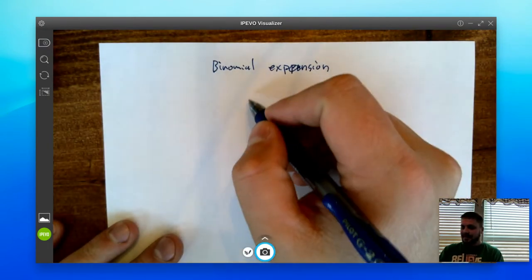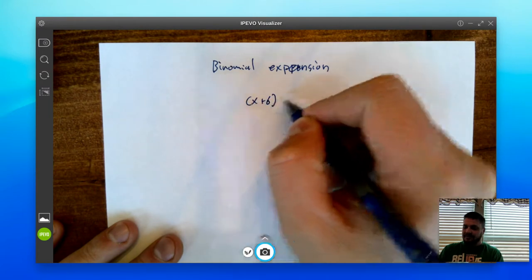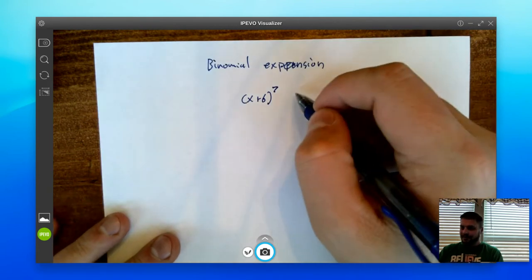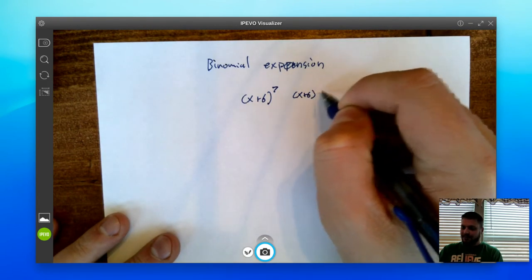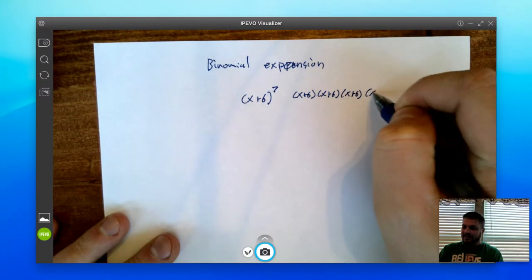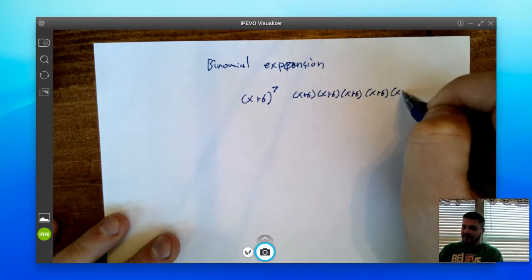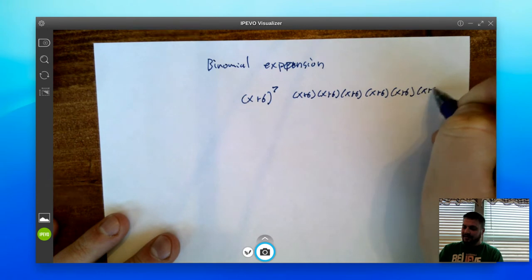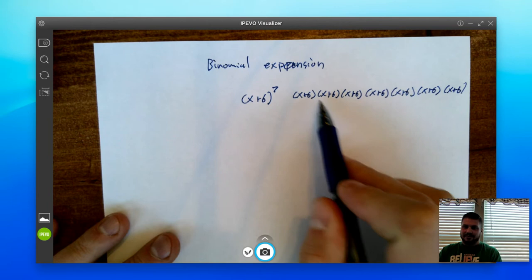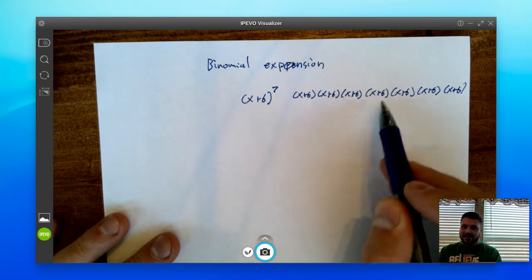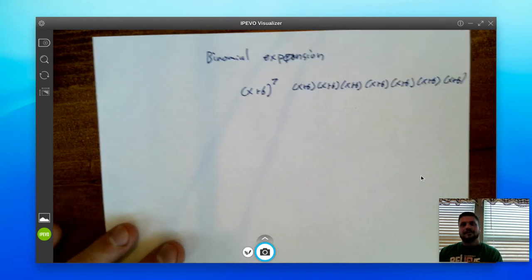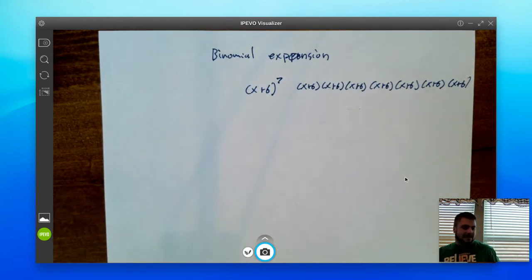So, for instance, if you had something like x plus 6 to the 7th, if you really wanted to do that, you would have to do so much foiling because you'd have to write x plus 6 seven times. So you'd have to foil these two together, get an answer, foil it with this, get an answer, then foil that with this, get an answer, then foil that with it, and so on and so on. So this is a little bit shorter way than that.